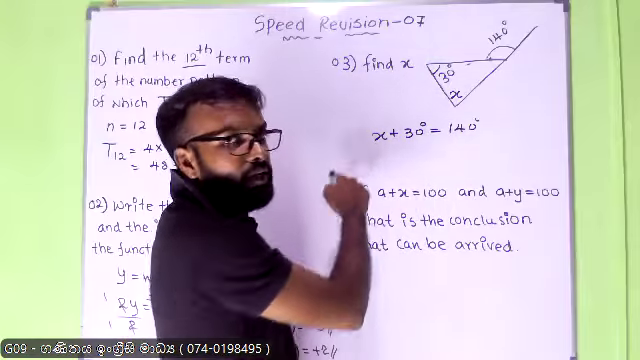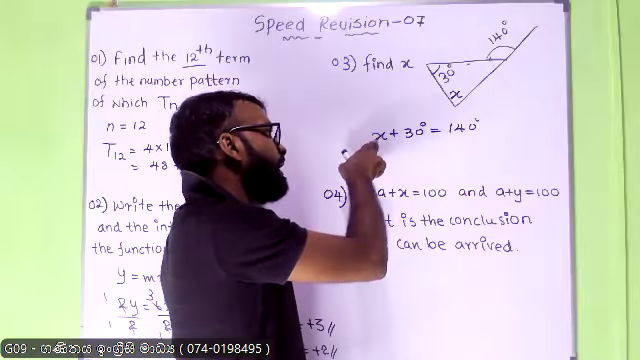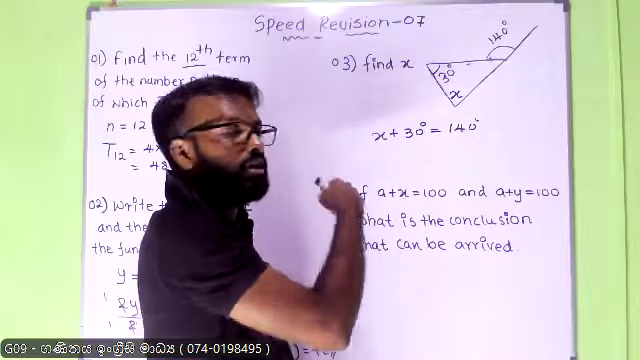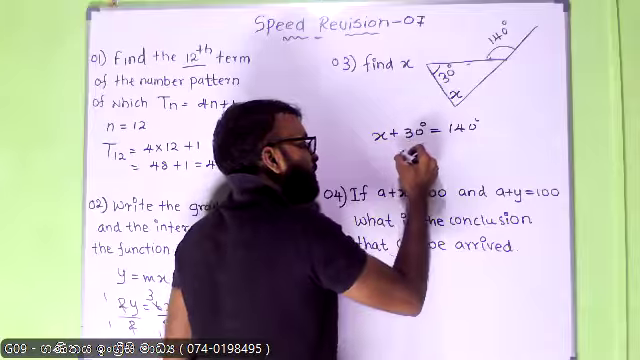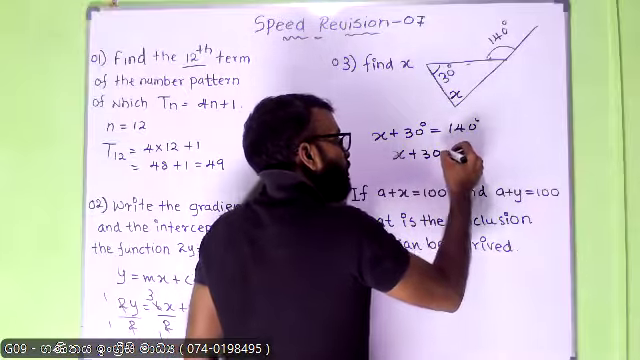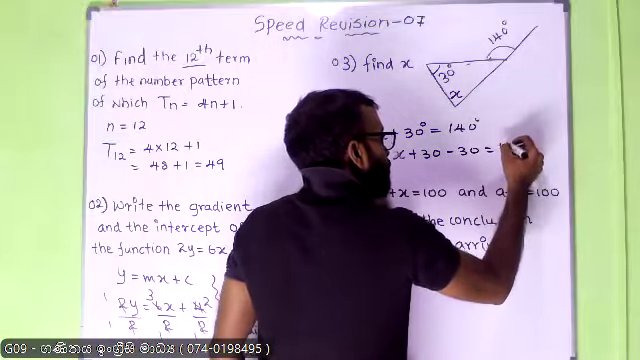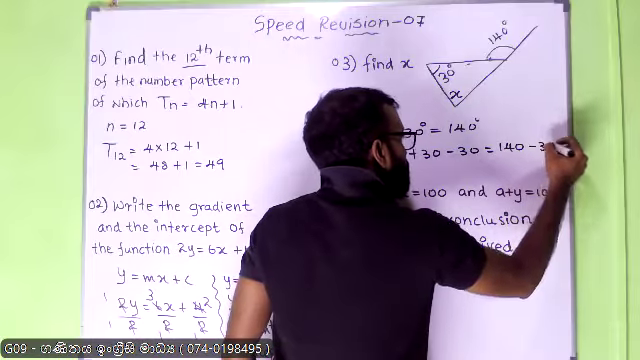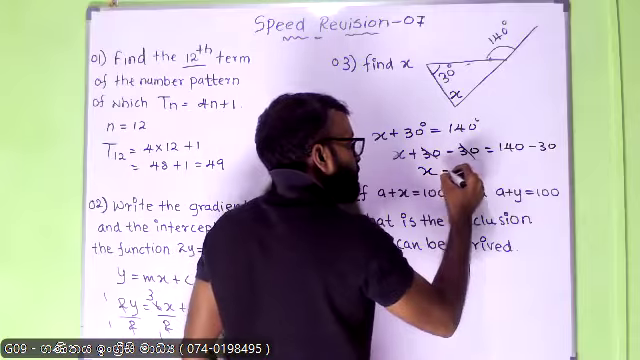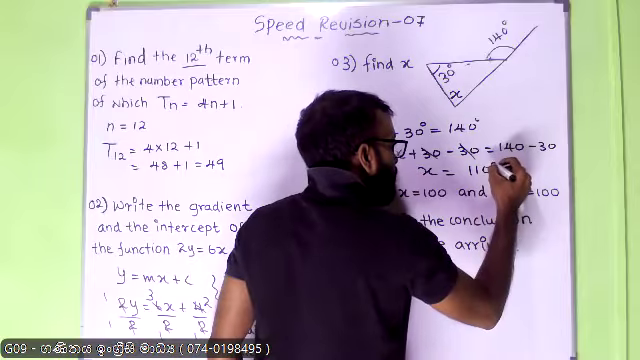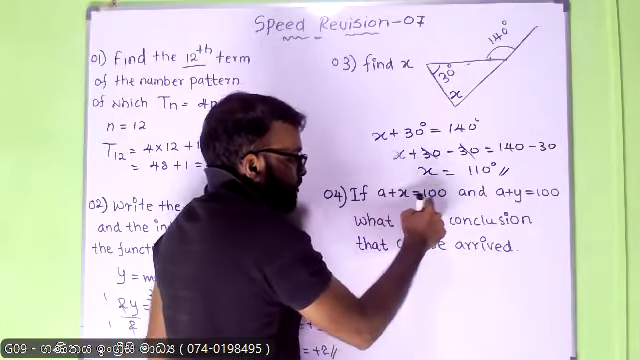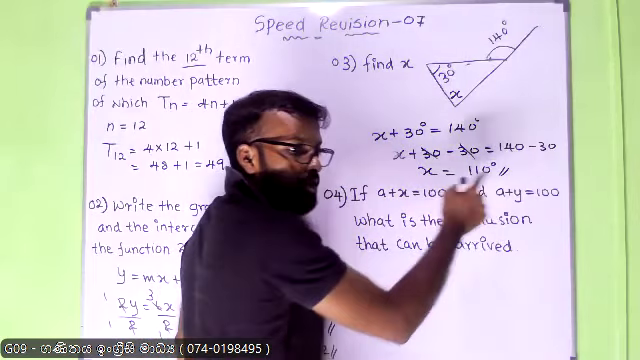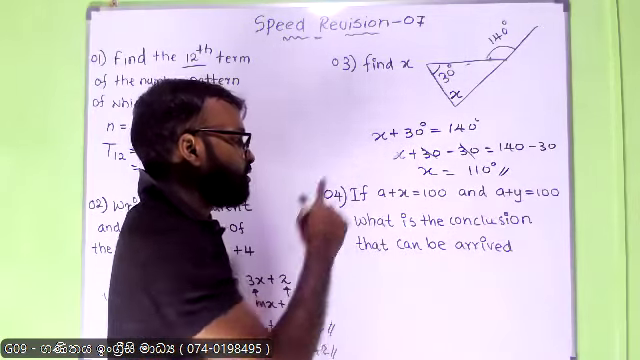You need to find x, so you need to write x in front of 30, right? x plus 30 equals 140. Now you can isolate x. x plus 30 minus 30 equals 140 minus 30. Cancel out, cancel out. x is 110.